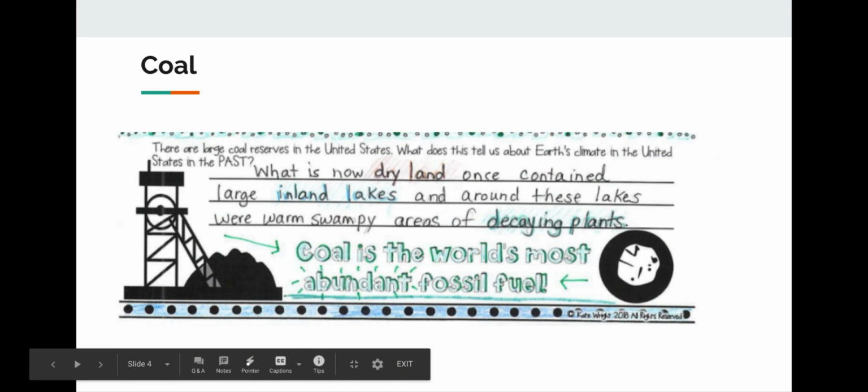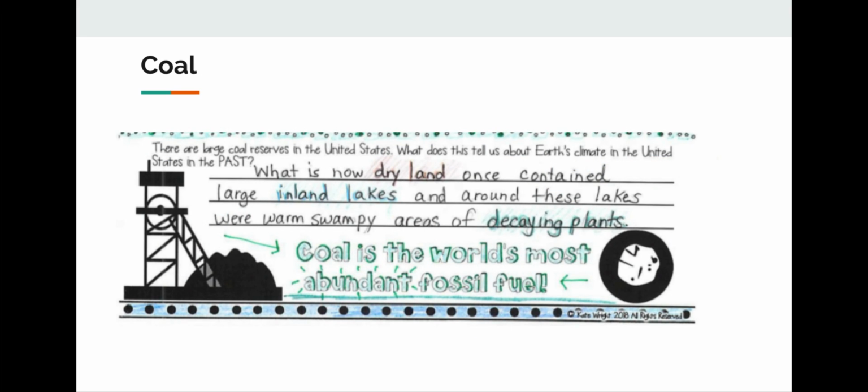What we do see in the United States is that there are large coal reserves. So what does that tell us about Earth's climate in the United States in the past? Well, what we now have as dry land in the US must once have contained large inland lakes, and around these lakes there were warm, swampy areas of decaying plants. Because of those decaying plants in those swampy inland lakes, we now have large deposits of coal.